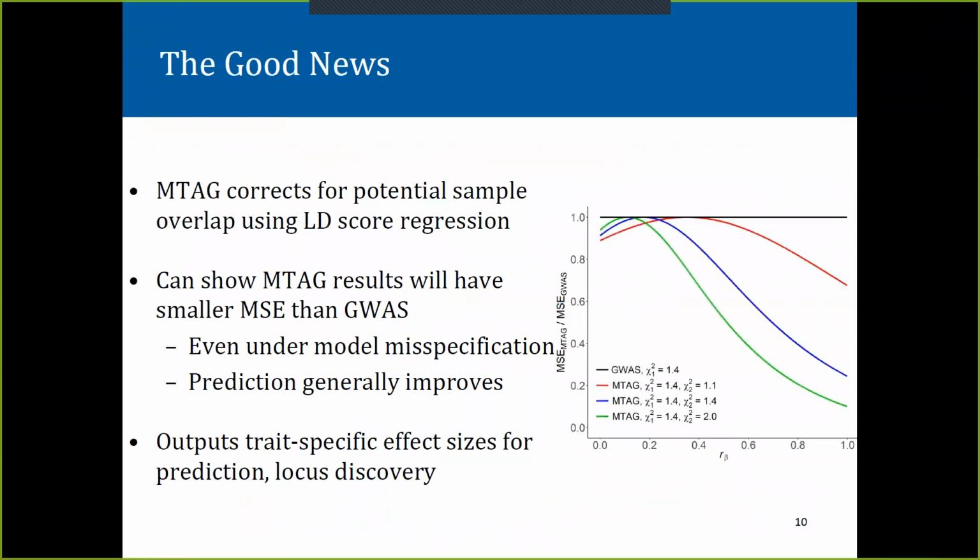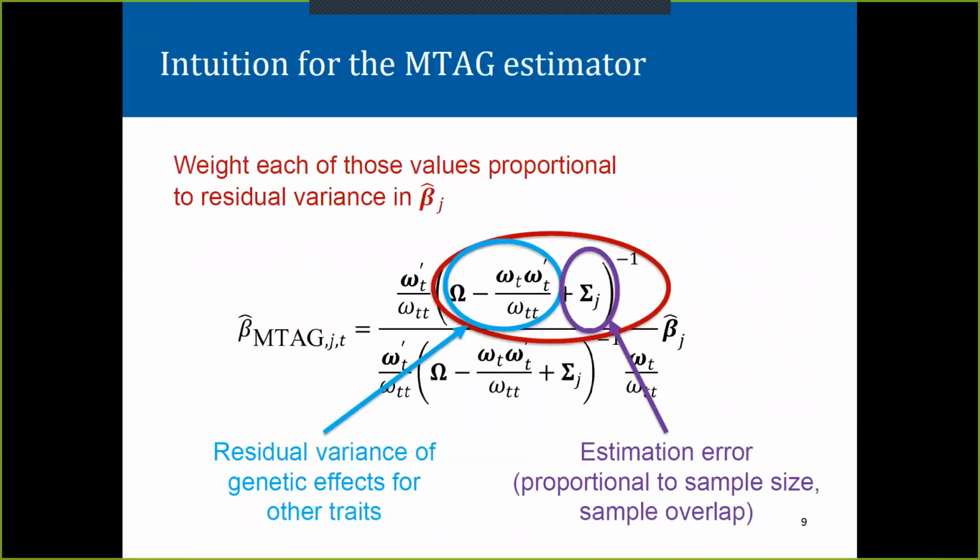And so there's some good news and there's some bad news about MTAG. So let's start with some of the good news. First off, MTAG will correct for potential sample overlap. And it does this using LD score regression. So it turns out that the elements of this sigma matrix here can be estimated using the intercepts from LD score regression. And I'm not going to go into detail about why that is right now, since time is limited.